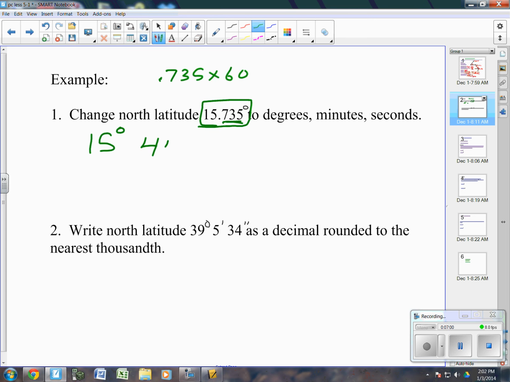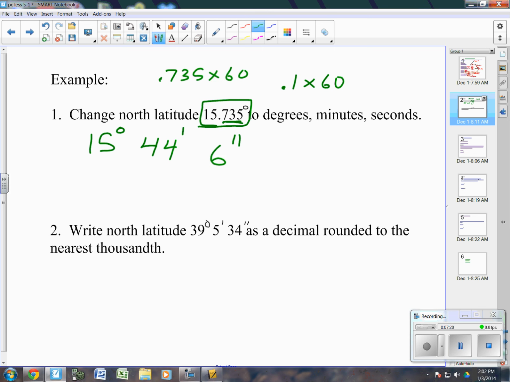Okay, so the part that's not the decimal is going to be the minutes. So 44. Now take that 0.1 and times that by 60, and what are you going to get? You're going to get 6. So there's 6 seconds. So 15.735 degrees is the same thing as 15 degrees, 44 minutes, and 6 seconds. Got it?